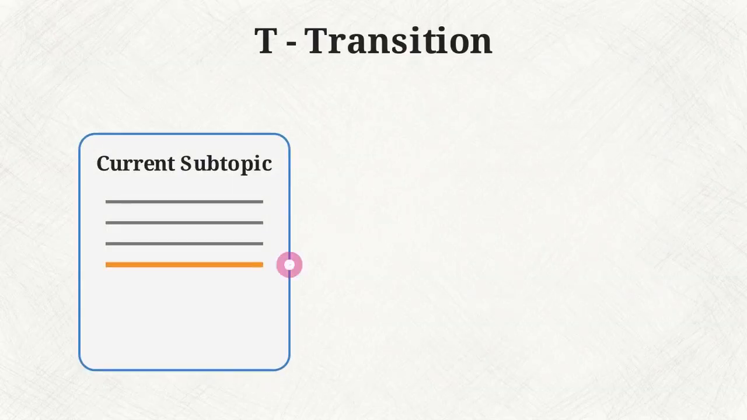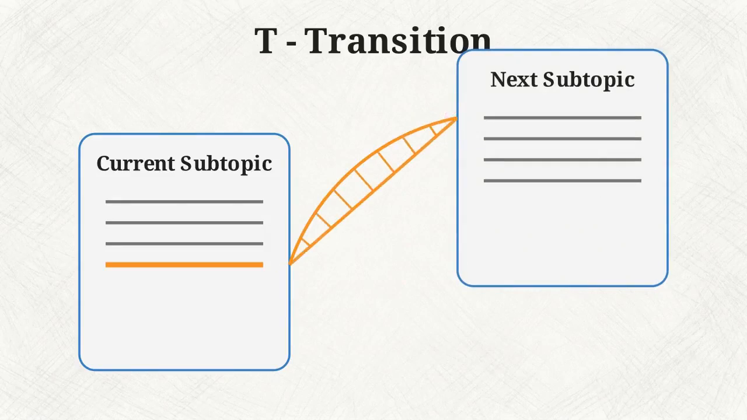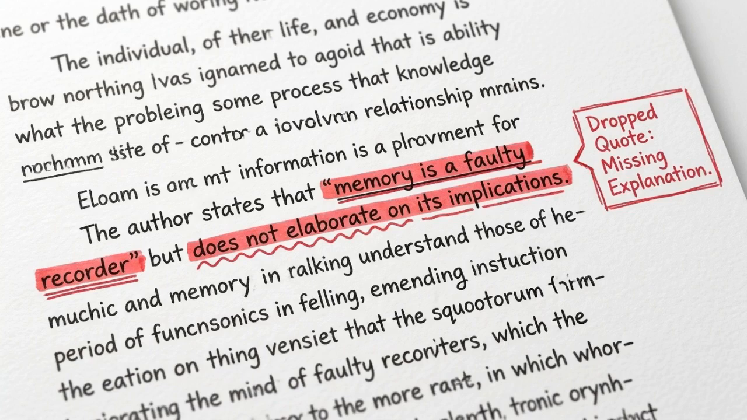Finally, T is for transition. You write a concluding thought that bridges your current explanation into the next subtopic on your outline. If you drop a quote into your paper without providing that explanation step, you strip the paragraph of its synthesis. This turns analytical reporting into a mere list of facts.